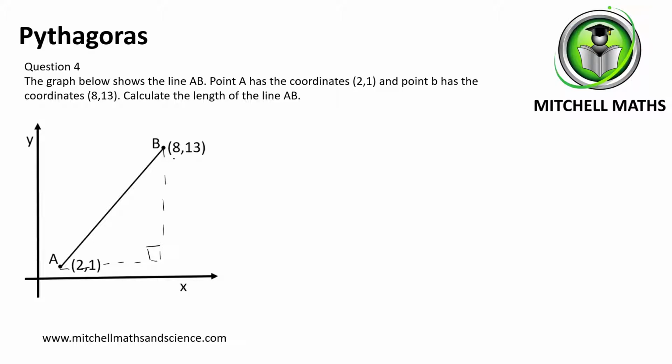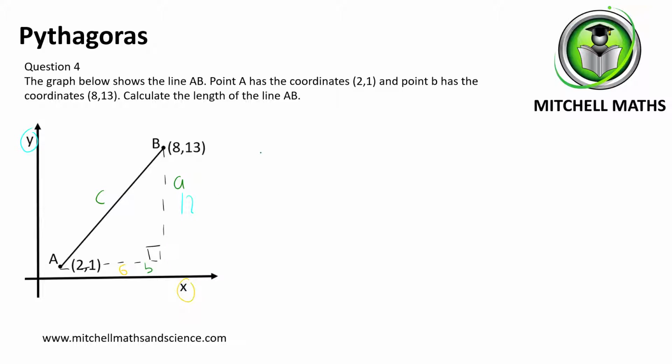Well, the vertical distance can be given by the y coordinates. 13 take away 1 is 12. And the horizontal distance can be given by the x coordinates. 8 take away 2 is 6. Now that we've got the horizontal distance and the vertical distance, we can label our triangle. Opposite the right angle here, that's C, and we've got A and B.